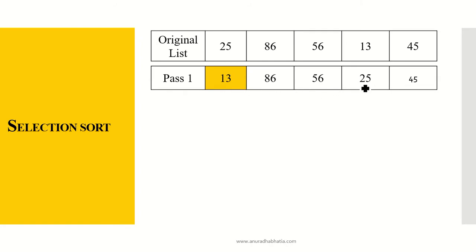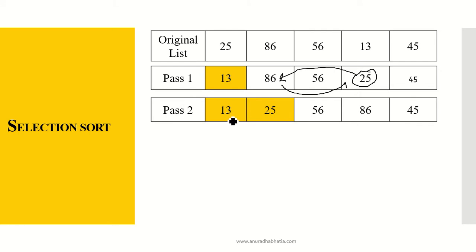So what do we do next? We find the minimum element from this list. The minimum element is 25, so 25 and 86 will be swapped. After pass 2, my list becomes 13, 25, 56, 86 and 45. In pass 3, this is my input. From these remaining three, we find the minimum element, which is 45. So 45 will now be swapped with 56.